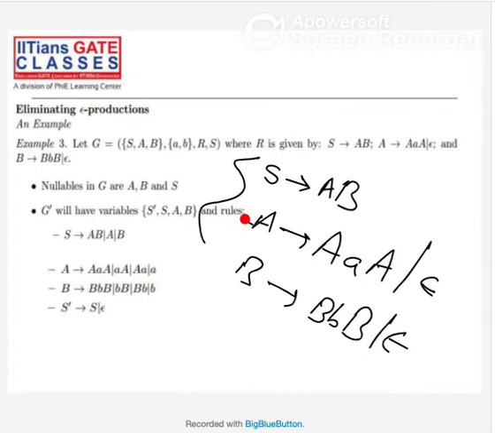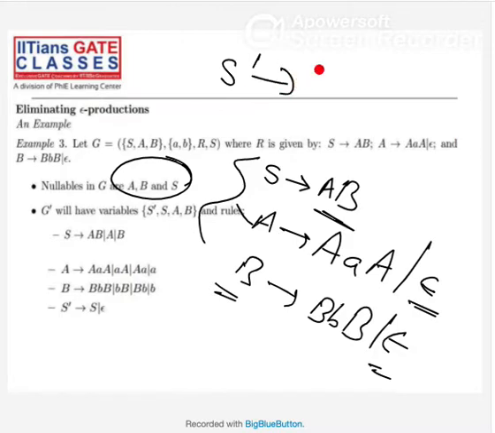You can see A is nullable because of this direct null production, B is nullable because of this direct null production, and just go to S and check. You can see A and B both are nullable, so S is also nullable. So every symbol A, B, S is nullable. Now first you will add a new production, S' goes to S. Now because this S is nullable, you will add like this.